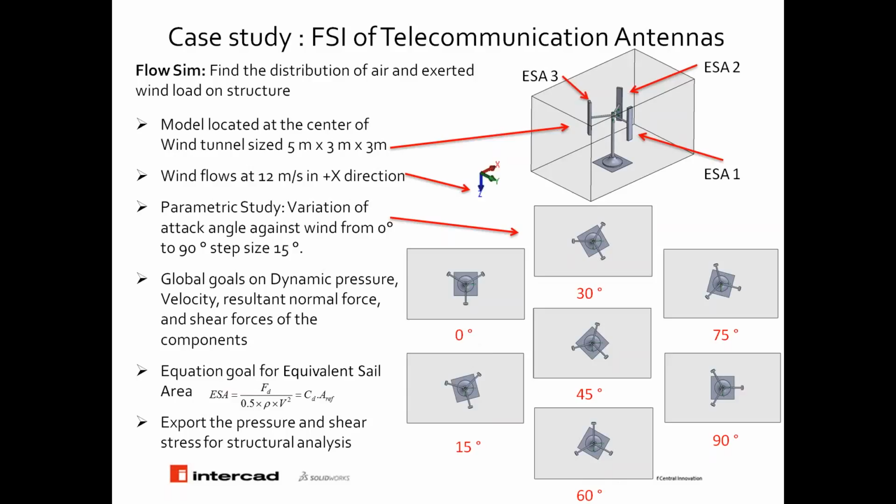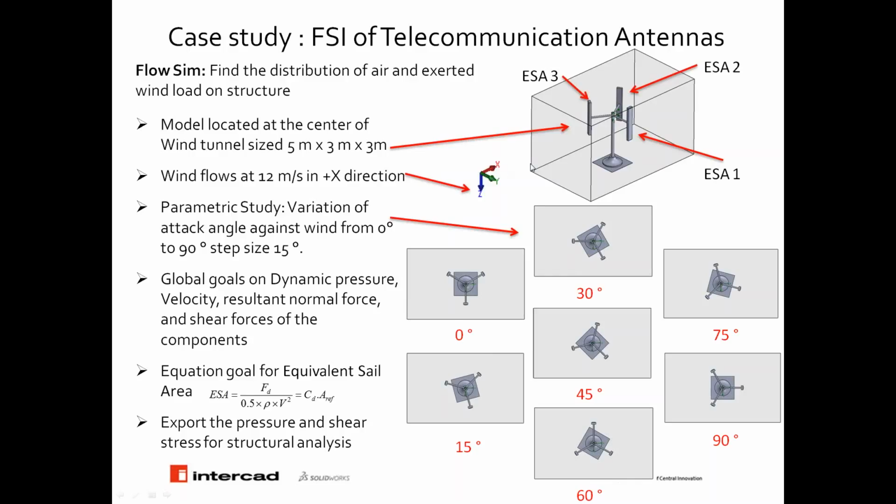We have a telecommunication antenna on a structure being simply assembled, and it is going under wind load testing. So first of all, we have a wind tunnel. As you can see, this is a box with a size of 5 meters by 3 meters by 3 meters, and the model is located at the center of this tunnel. We have 3 communication antennas at different angles, basically at 0 degrees, then 120, then 360. We are assuming we have a wind flow of 12 meters per second in the X direction.